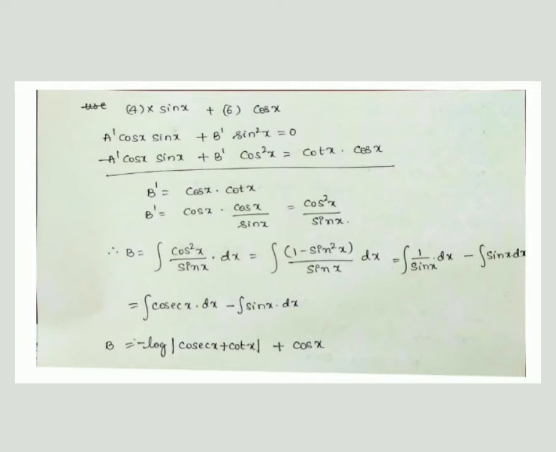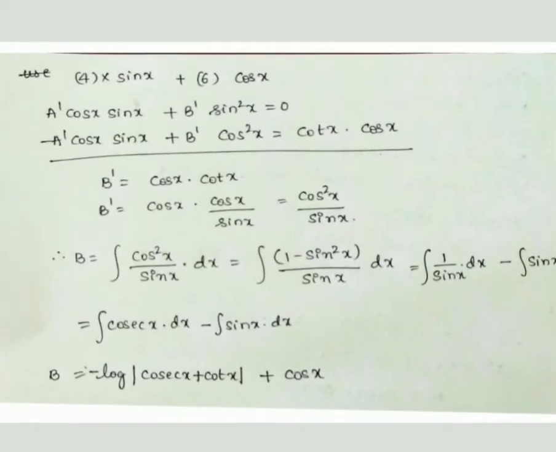Therefore integrate this one. What will we obtain? b is the integration of cos square x by sin x. So cos square x can be written as 1 minus sin square x, that divided by sin x into dx, or otherwise 1 by sin x minus sin square x by sin x. Okay, so now 1 by sin x into dx, the integration of that can be written as cosecant x into dx, and sin square x by sin x gives sin x. So now what is the integration of cosecant x? That is minus log of cosecant x plus cot x, plus the integration of sin x, which is cos x. So that we obtain the b value.